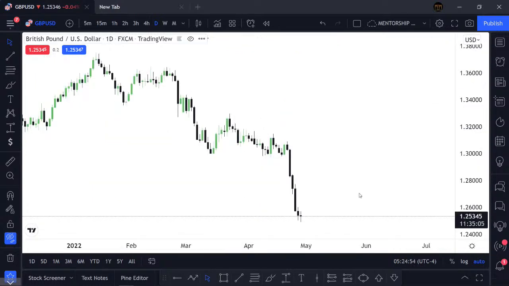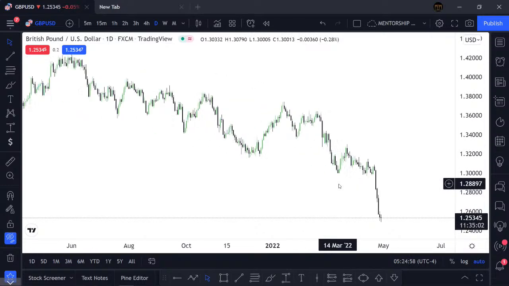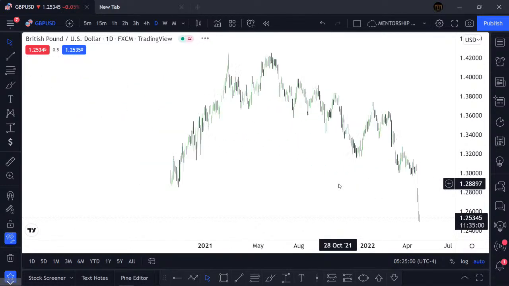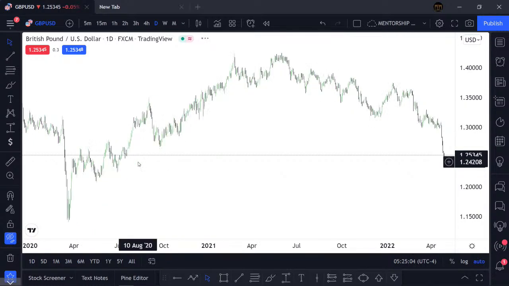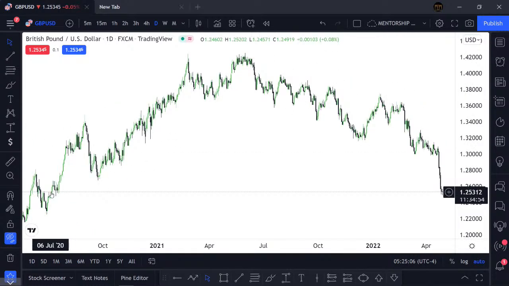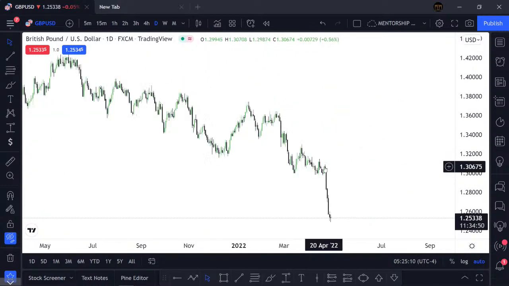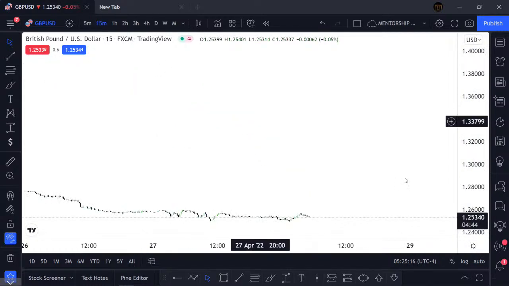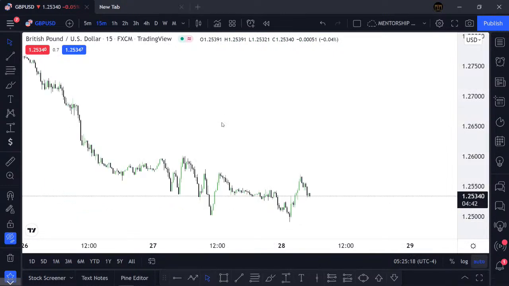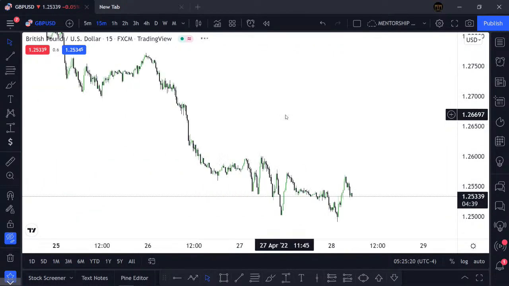The pound dollar is actually doing the same thing. So what happened here? We took these lows out, even this low, but that's not a big problem. Let's take a 15 minutes chart. Now 15 minutes chart, weekly bias.